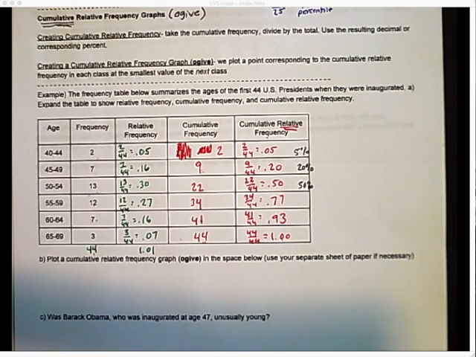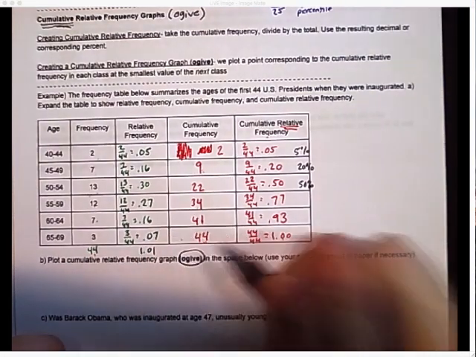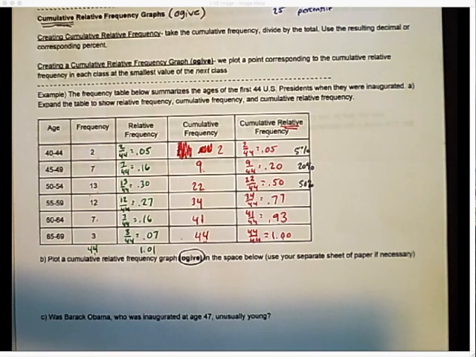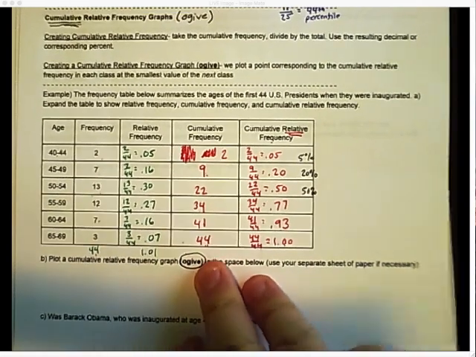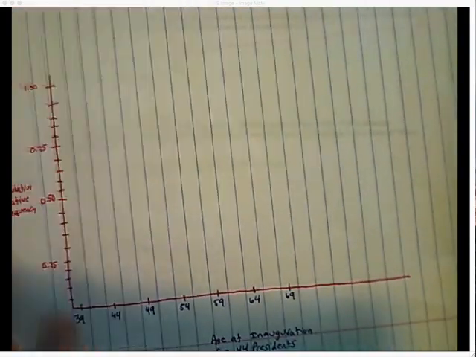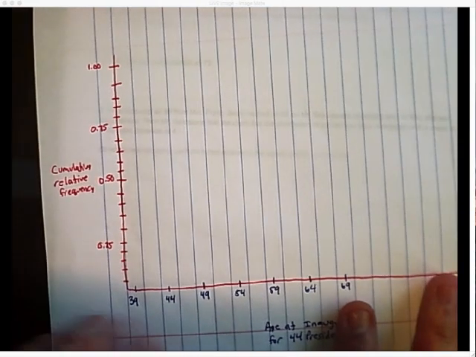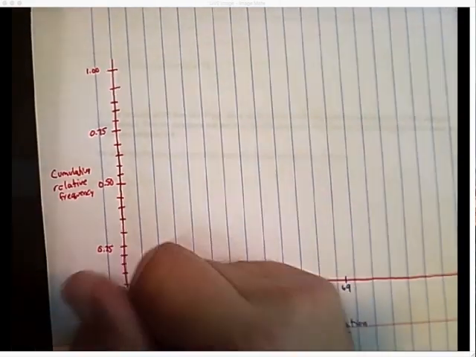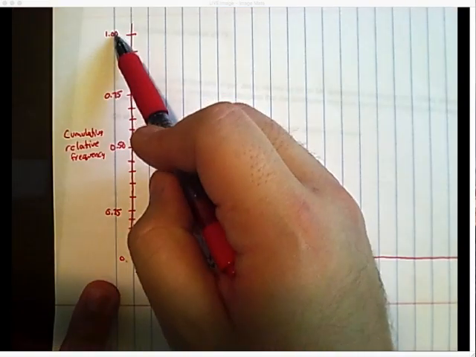All right, so part B here says plot a cumulative relative frequency graph. And the fancy name for it is an ogive. In the space below. There's not enough space below, so I started it on a separate sheet of paper. So here we go. I'm just going to put this off to the side. So here's how we're going to make this ogive. Okay. We're going to put the cumulative relative frequency, so we're going to start from 0% all the way up to 100%, or as a decimal from 0 all the way up to 1.